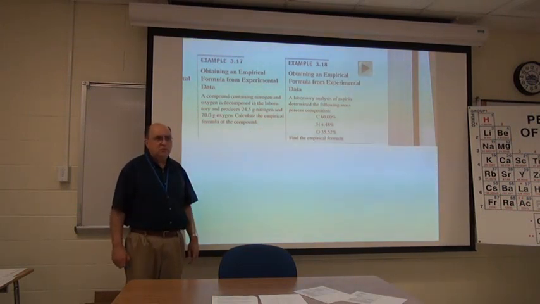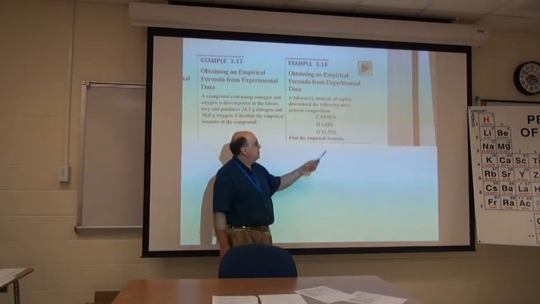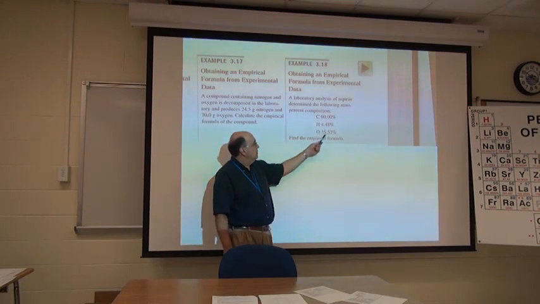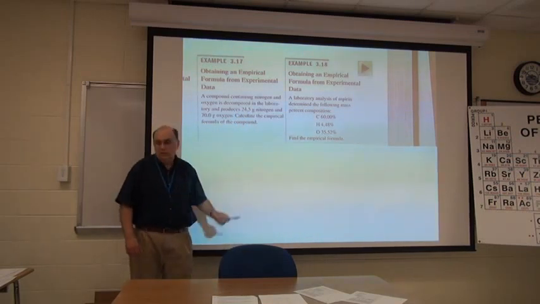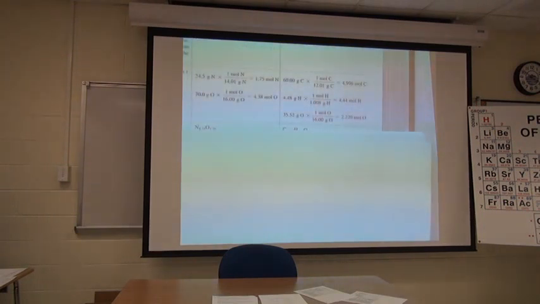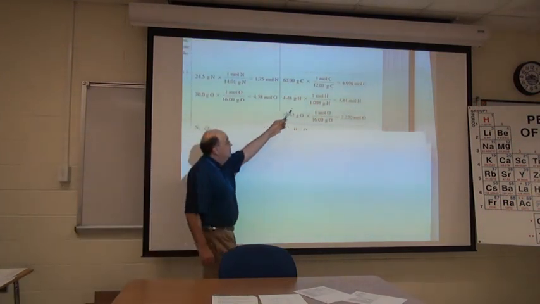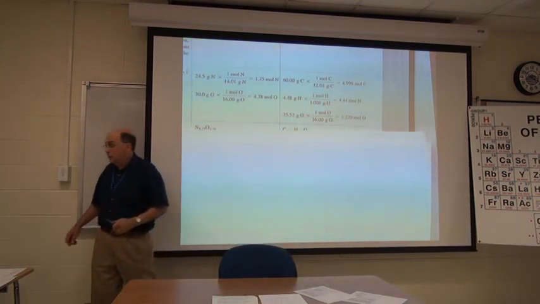I'll give you a hint. It's a percent. So what does that mean? You always assume with a percent what? You're exactly right. 100 grams. So what you do is you say 60.00 grams, 4.48 grams, 35.52 grams. And you do exactly what you did here, where you go through and you get the moles, and then you do what we did over here with the formula.